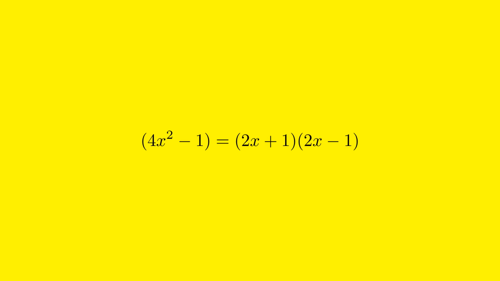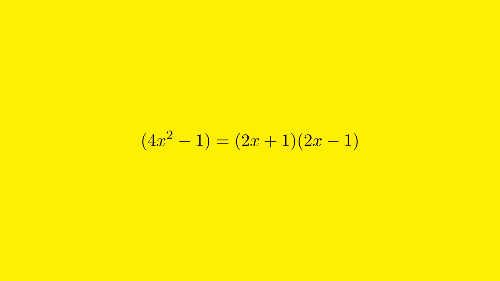To factor 4x squared minus 1, we find the square roots of both terms. The square root of 4x squared is 2x because 2x times 2x equals 4x squared. The square root of 1 is 1 because 1 times 1 equals 1. Using the difference of squares formula, we factor 4x squared minus 1 into (2x plus 1) times (2x minus 1).